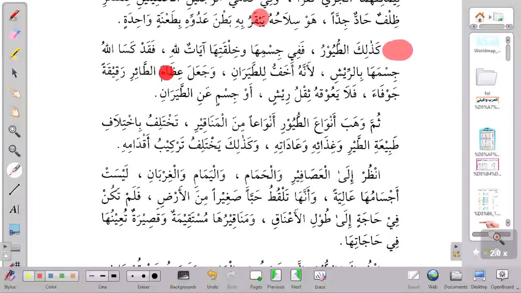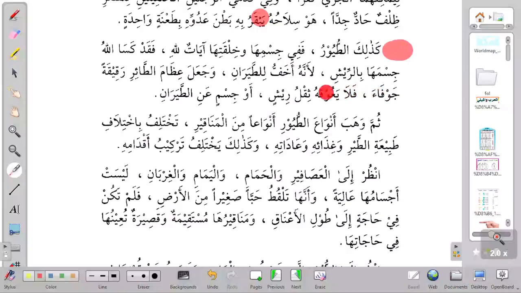So he's saying that if you look at the bones of the birds, Allah made it raqiqatun, it is light. Jawfa, it is hollow. Look at inside. If you just bite it, it will break. Unlike the bones of the other animals, like a cow or a sheep, you can easily bite it and then it will break like that. But here he's saying that it is light and then it is hollow.